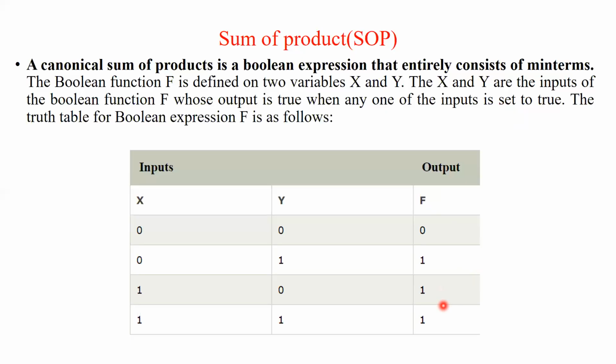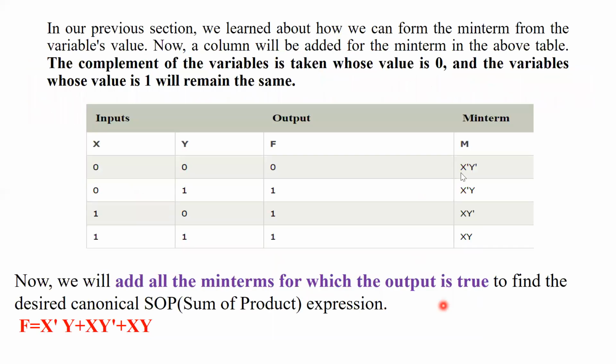Now we know what this slide is telling. In the previous section, we learned how we can form the min terms from the variables. Now, for the output that is written, I will write the min term, because we are saying that the sum of product deals with min terms only. So you write the heading min term. Don't copy this yet, first understand.